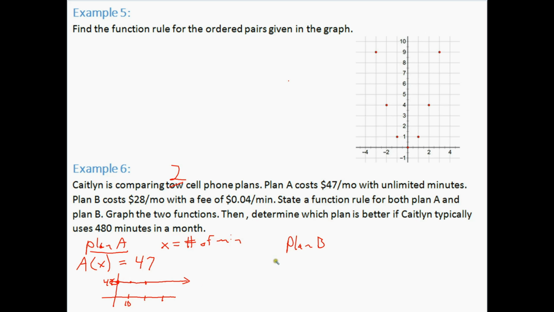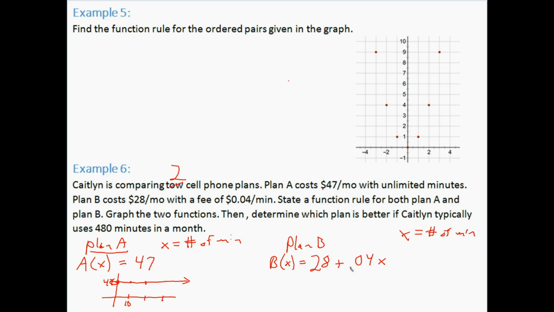Plan B is a little bit different. You definitely pay $28 a month all the time. You pay at least $28, but you pay an extra amount for each minute that is used. And we know that we pay 4 cents a minute. So if we use 1 minute, it's 4 cents. 2 minutes would be 8 cents. 3 minutes would be 12 cents. The way that we're finding that is we're just putting 0.04 times the number of minutes that we speak, which is still x, the number of minutes. And so there is our function for that.